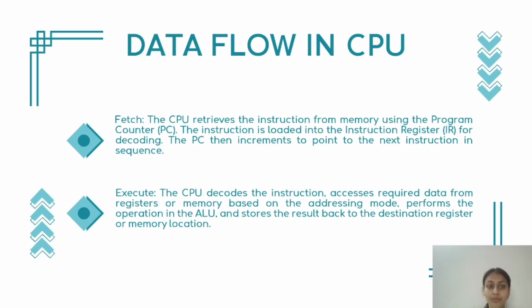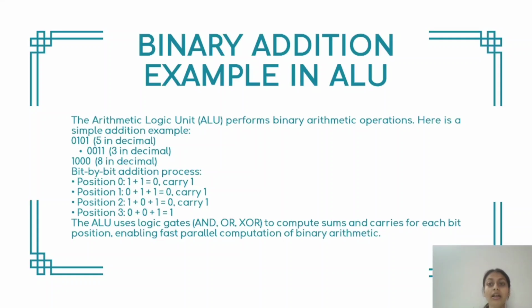Data flow in the CPU. Fetch: the CPU retrieves the instruction from memory using the program counter. The instruction is loaded into the instruction register for decoding. The PC then increments to point to the next instruction in sequence. Execute: the CPU decodes the instruction, accesses required data from a register or memory based on the addressing mode, performs the operation in the ALU, and stores the result back to the destination register or memory location.